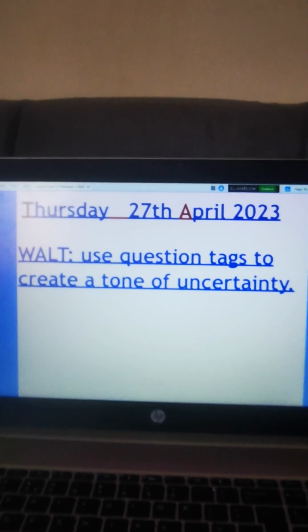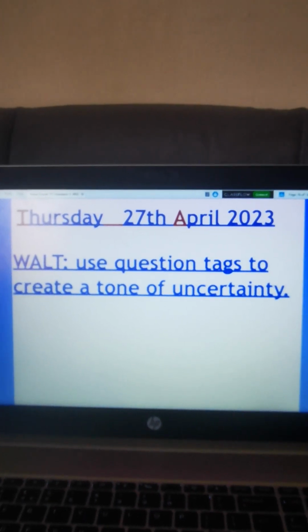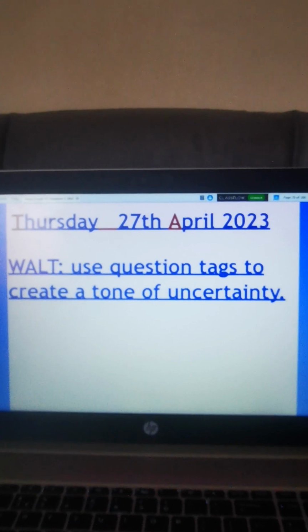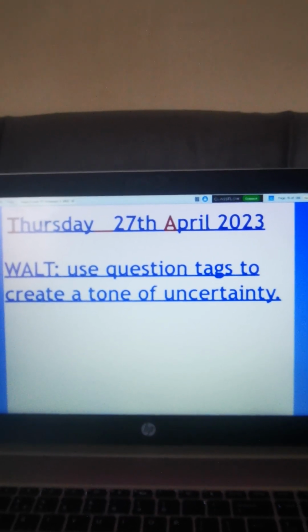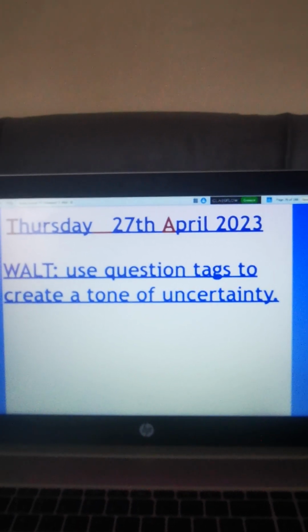So on Thursday, we were looking at using question tags to create a tone of uncertainty. The outcome for that lesson was for them to write a diary entry, but having assessed my pupils, I thought it would be too much to ask for them to look at question tags on that same day and then go into their diary entry.